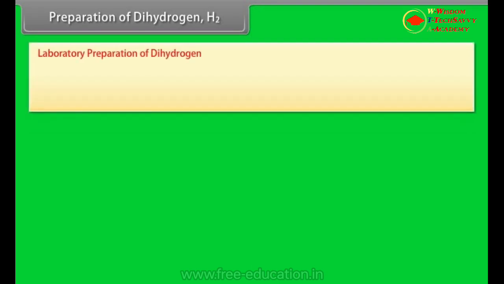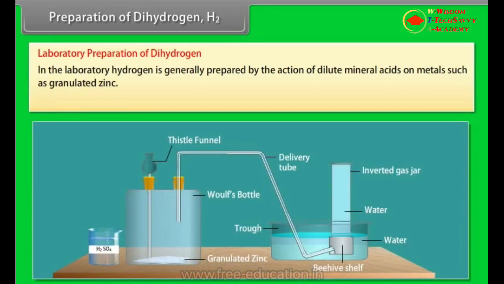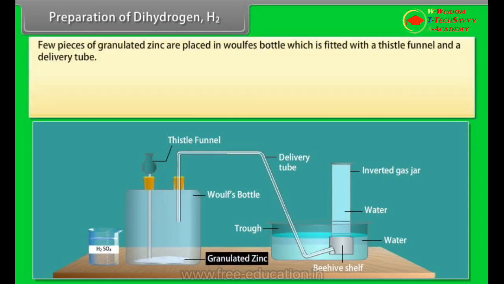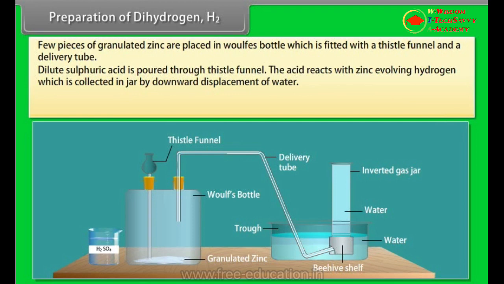Preparation of dihydrogen, H2. Laboratory preparation of dihydrogen. In the laboratory, hydrogen is generally prepared by the action of dilute mineral acids on metals such as granulated zinc. A few pieces of granulated zinc are placed in a valve bottle which is fitted with a thistle funnel and a delivery tube. Dilute sulfuric acid is poured through the thistle funnel. The acid reacts with zinc, evolving hydrogen, which is collected in a jar by downward displacement of water.